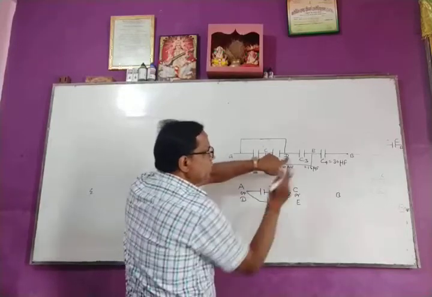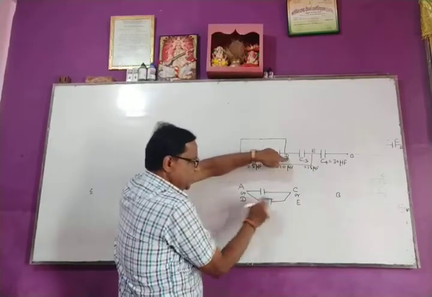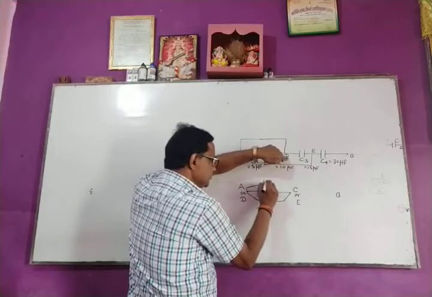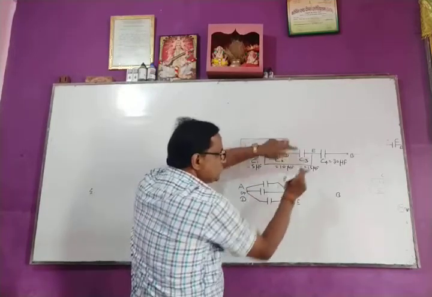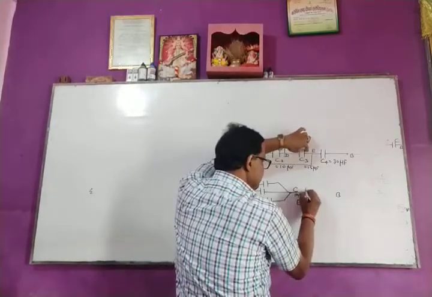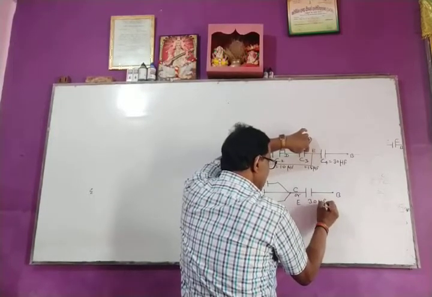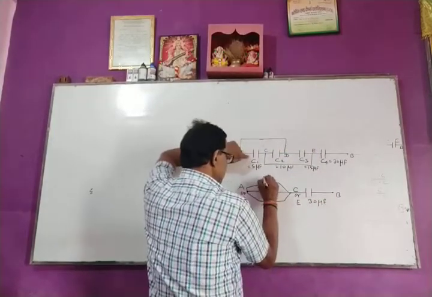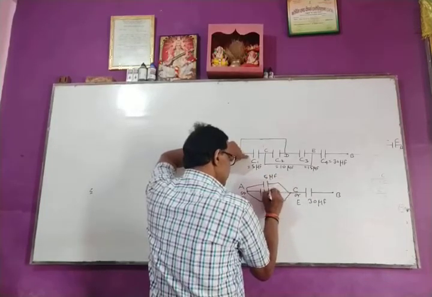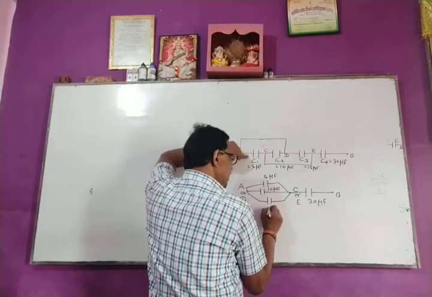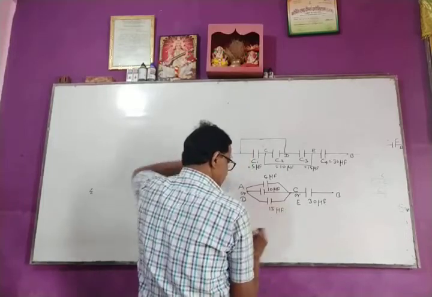In third, D to E. Last, E to B. 30 microfarad, 5 microfarad, 10 microfarad, 15 microfarad.